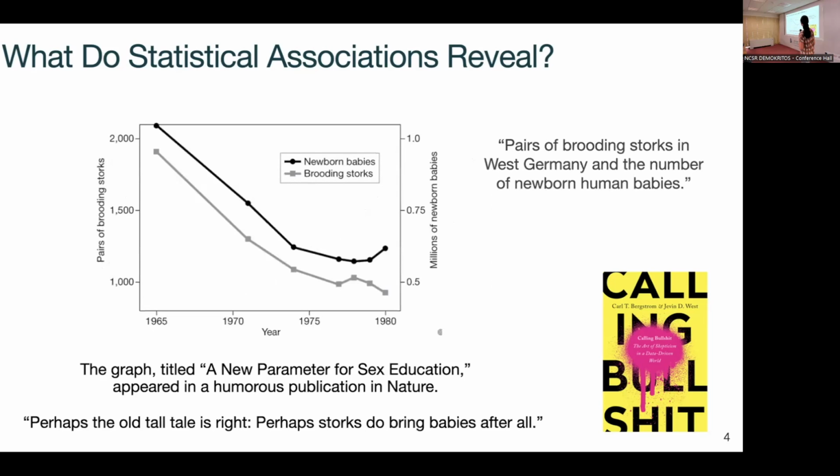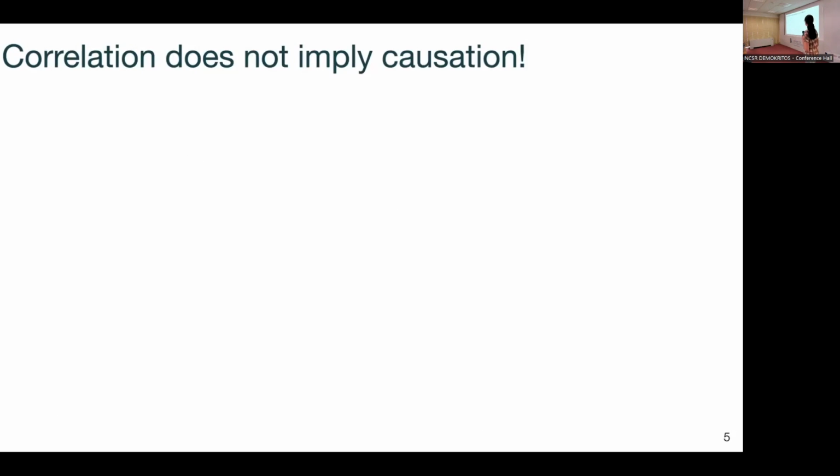Another one was even published in Nature, but as a funny story, a humorous publication that shows how newborn babies and brooding storks are correlated. So perhaps the old tale is actually right, that storks bring babies. This is also taken from this book. Anyways, this is just an introduction, but the question I want to cover here is: correlation doesn't imply causation, right? Everyone has heard about this. So how does the theory explain this?